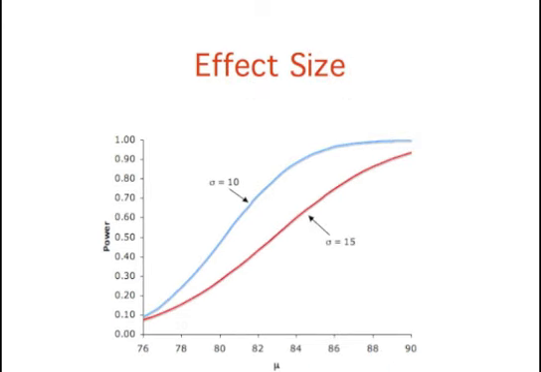Naturally, the larger the effect size, the more likely it is that an experiment would find a significant effect. This figure shows the effect of increasing the difference between the mean specified by the null hypothesis, 75, and the population mean, mu, for standard deviations of 10 and 15.